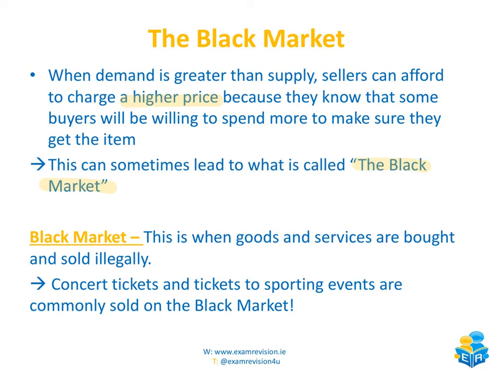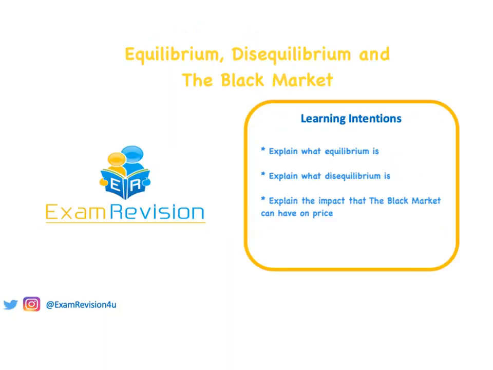So if the tickets for this concert were €60 and they all sold out, then what a seller can do is sell them on the black market. They could sell them illegally, maybe for €80 or €100, and they know that this will still get bought because the demand is so high. So that's an example of the black market, and it's an example of what can happen if demand is greater than supply.